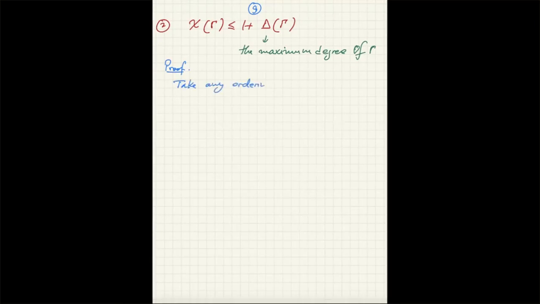So from the greedy coloring, if you use that procedure, you get that the chromatic number of gamma is less than or equal to 1 plus the maximum degree of gamma. So delta of gamma is the maximum degree. Okay. And why is that? Well, you take any ordering of the vertices of gamma.